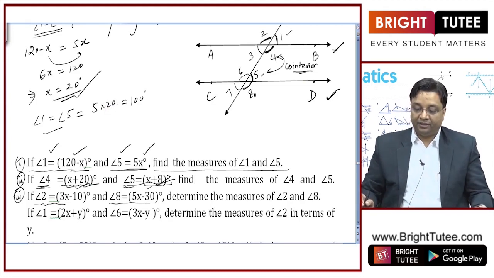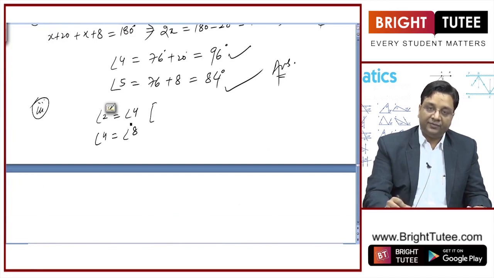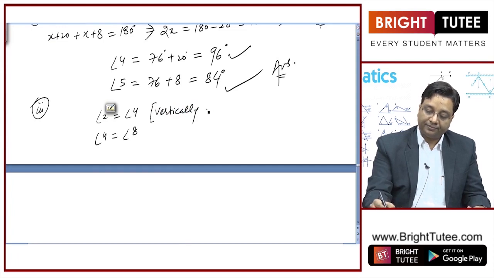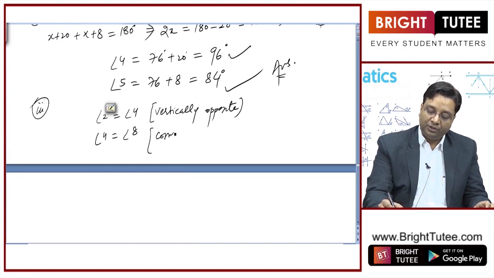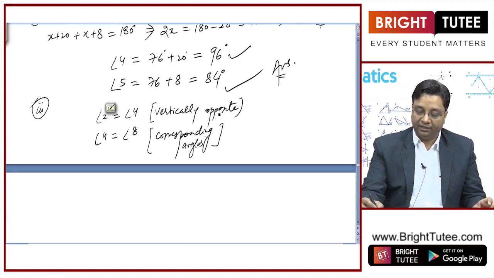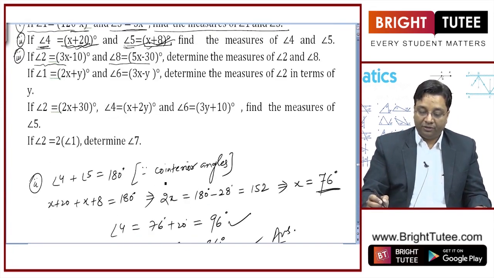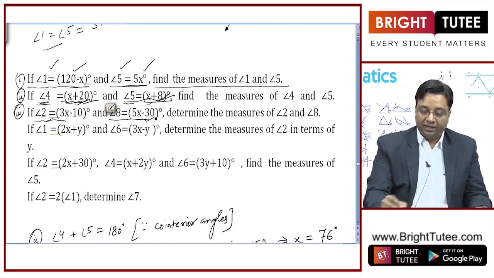How we can go about it is, angle 2 is equal to angle 4, angle 4 is equal to angle 8. The reason for this is that these are vertically opposite and these are corresponding. Right? You will write corresponding angles and vertically opposite angles. So if I compare this and this, I can say angle 2 is equal to angle 8.